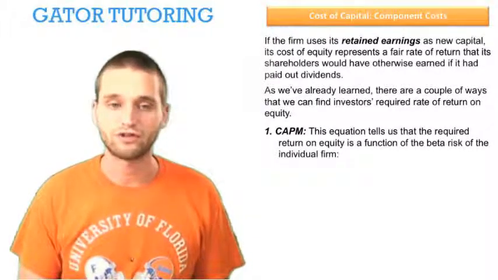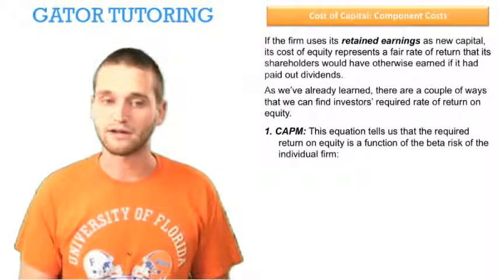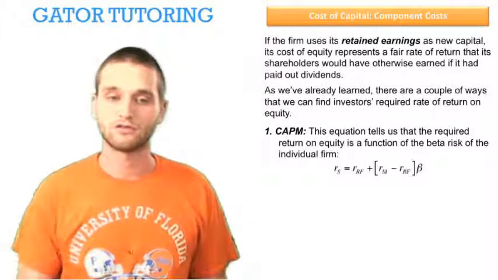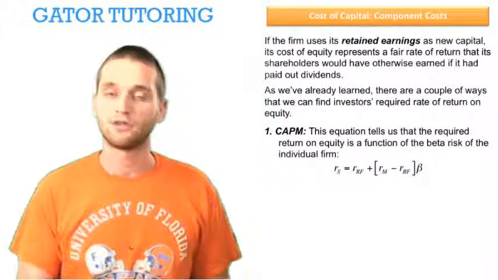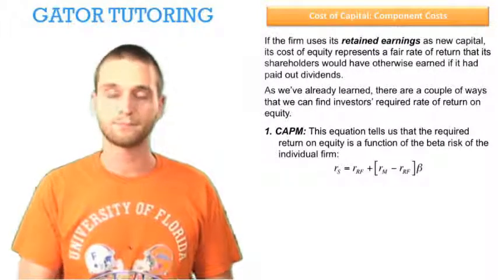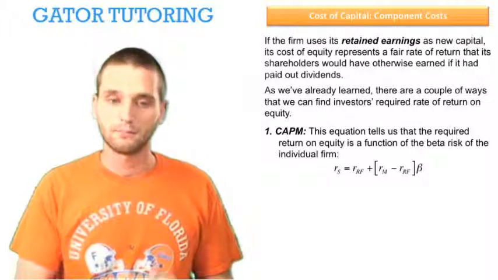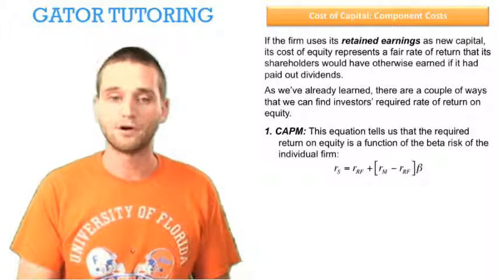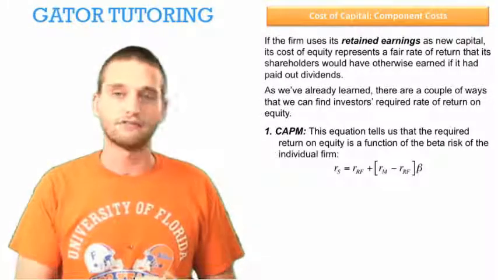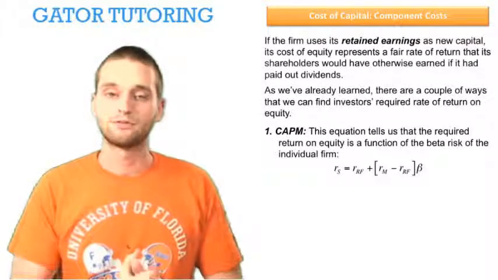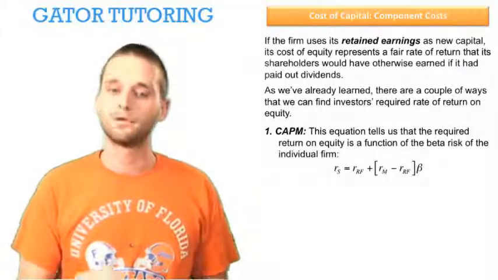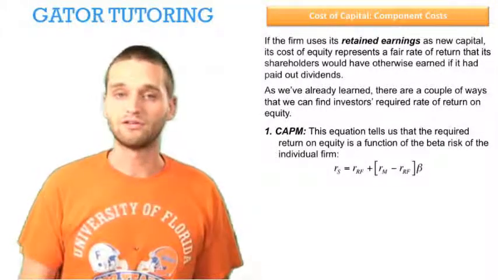And this equation just tells us that the required return on equity is a function of the beta risk of the individual firm. So here's this CAPM equation that we've seen before. The required rate of return on this piece of stock for this company is equal to the risk-free rate plus the required rate of return on the market, R sub M, minus the risk-free rate, R sub RF. And again, within that bracket, sometimes we just represent that as a single term, the market risk premium, multiplied by the beta security of this stock.